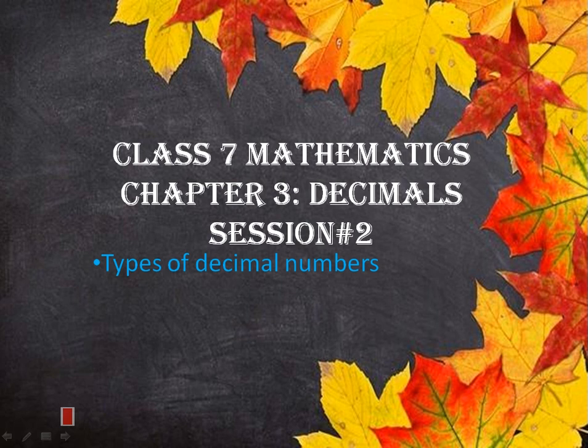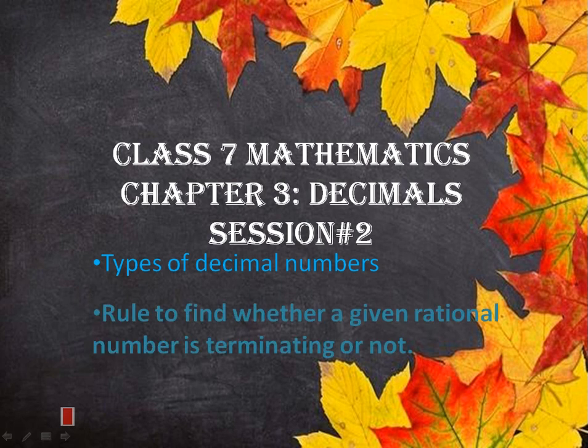In session 2, we are going to learn about the types of decimal numbers, and then we will learn about a rule to find whether a given rational number is terminating or non-terminating. Before I tell you about the types, I want all of you to remember that whenever we are talking about the types, we are differentiating those types on the basis of the decimal part of the decimal number. I hope all of you remember the decimal part. The decimal part of the decimal number was the part which was after the decimal point.